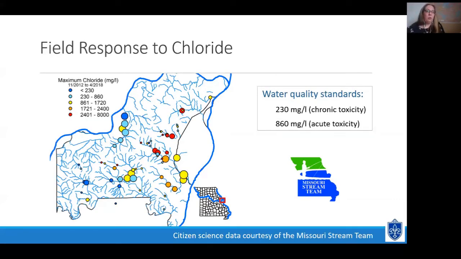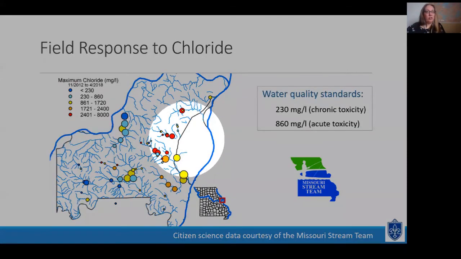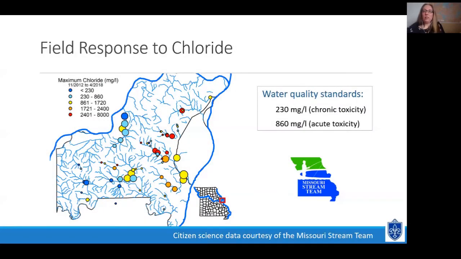So this project began with the help of 36 trained volunteers with the Missouri Stream Team program who monitored chloride in the winter at 63 sites across St. Louis County, Missouri. They've taken over 2,800 chloride grab samples since 2012. And on this map, we can see a summary of the maximum chloride concentrations that they found in sites across the county. So this area is the city of St. Louis, and then there's decreasing urbanization as we move out toward the west.